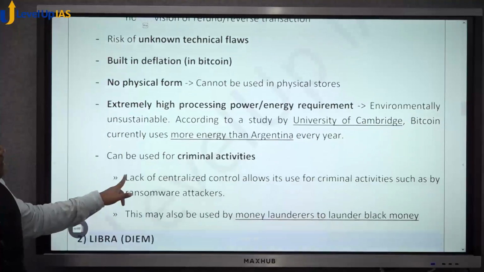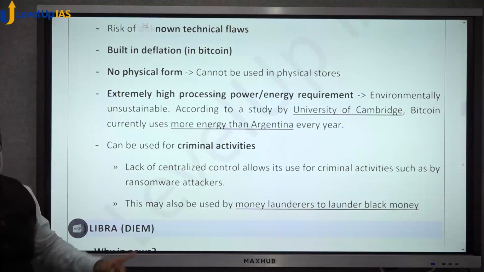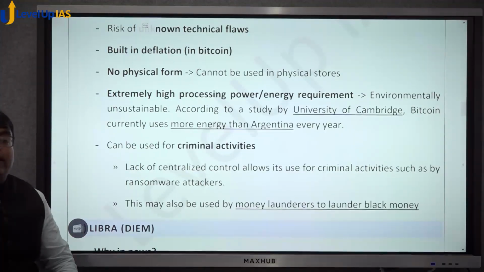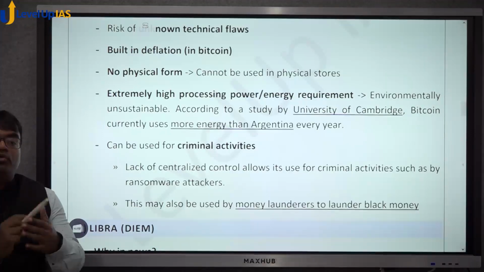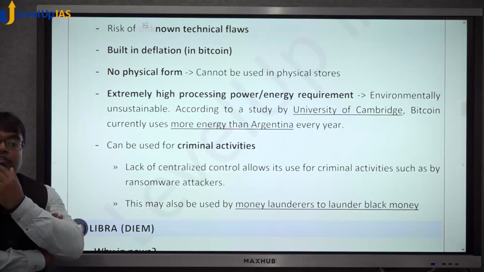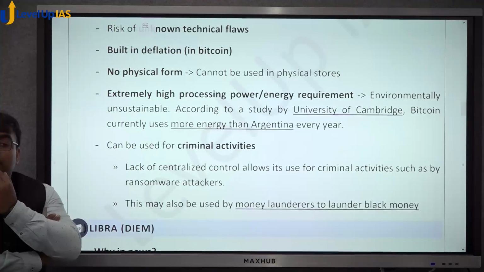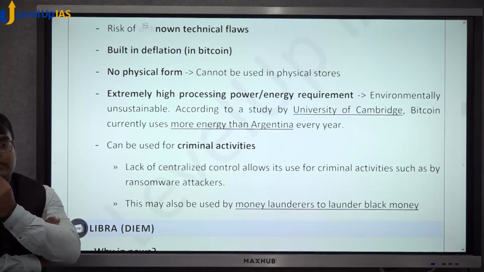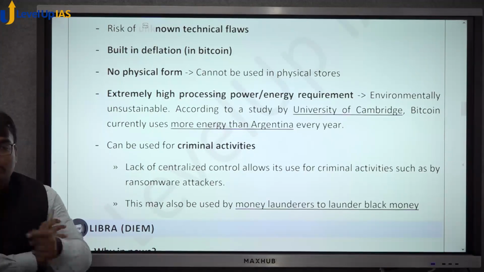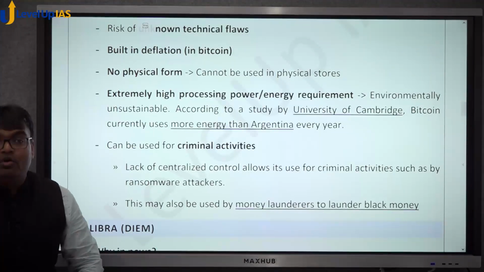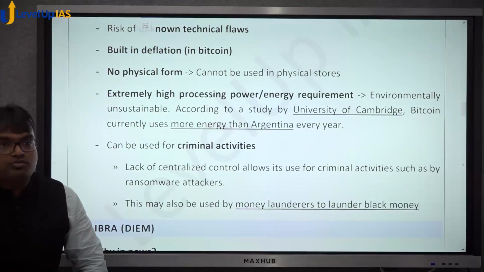No physical form. Then another issue is extremely high processing power requirements. Right now Bitcoin का जो blockchain system है, it is consuming as much energy as is being consumed by the whole country of Argentina. Why? See, Bitcoin is on blockchain. One, for every transaction on millions of computers, that transaction has to happen.